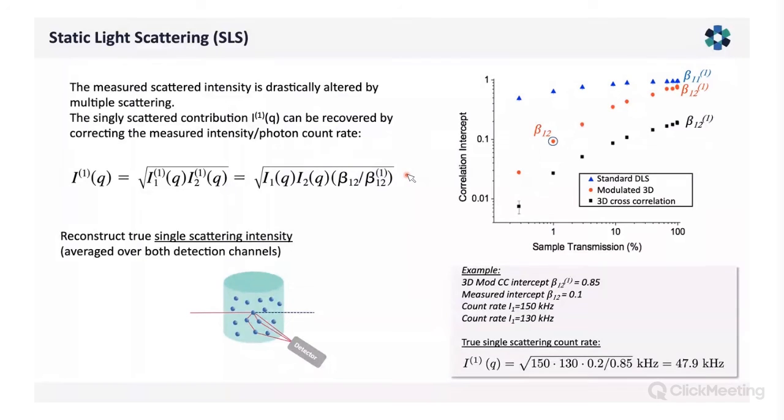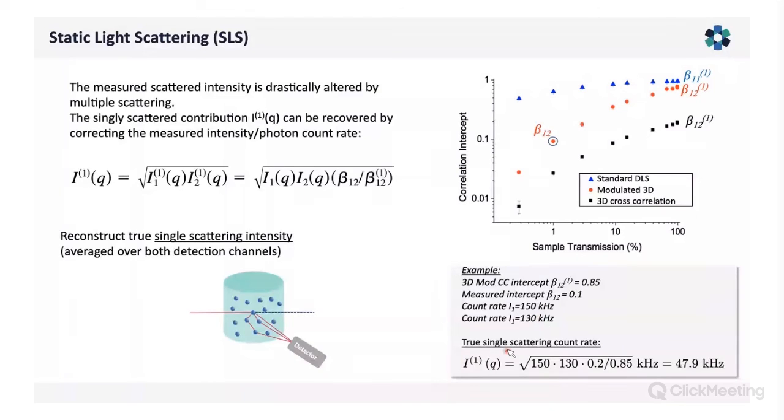I'll give you an example, so it doesn't look so dry. It's relatively easy. You know the maximum intercept being, let's say, 0.05. This is calibrated in the instrument. You measure an intercept that is 0.1. You have two count rates. All of this is given by the instrument. Let's say 150 kilohertz and 130 kilohertz.